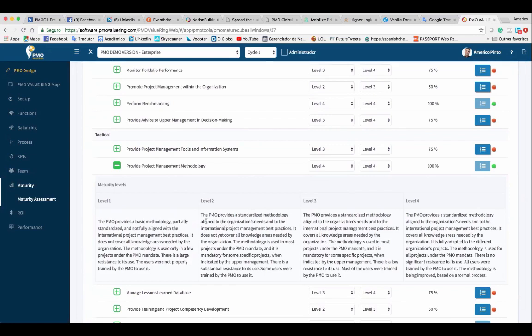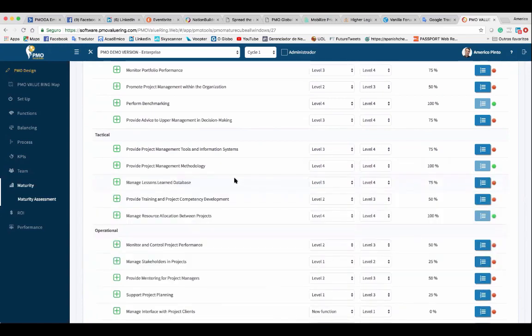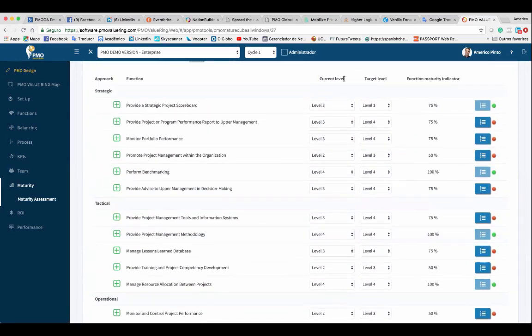So you will say, okay, my PMO today, I believe that it's level 2. We provide project management methodology as level 2 describes. So you will say that your current level is level 2, okay? Your current level is level 2.